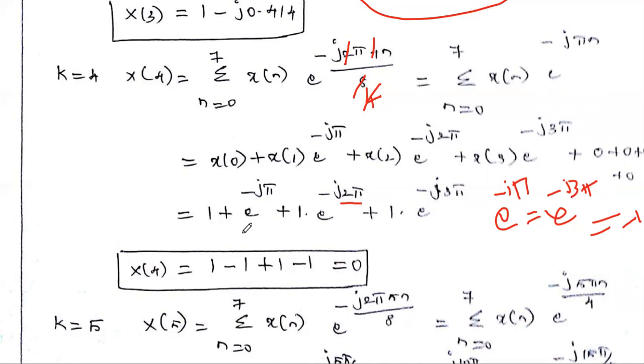So you just substitute here. So 1, e power minus odd multiple of pi is minus 1, even multiple of pi is plus 1, and odd multiple of pi is minus 1. So here all terms cancel, so we get the answer 0.